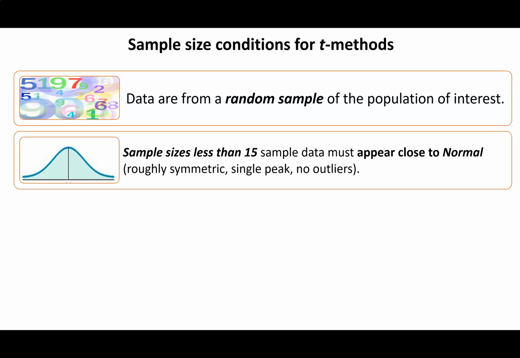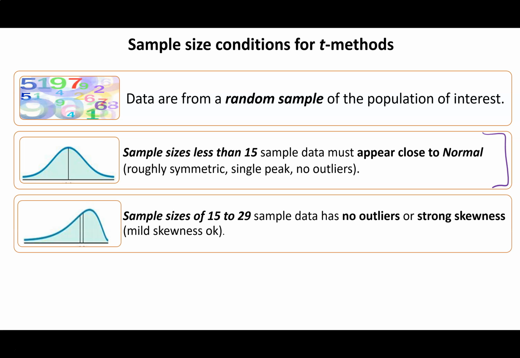But then here, if my sample size is smaller than 15, the population needs to appear roughly normally distributed. So it needs to be roughly symmetric, one peak, no big outliers, definitely not looking skewed. Less than 15, you really need the population to look pretty good.